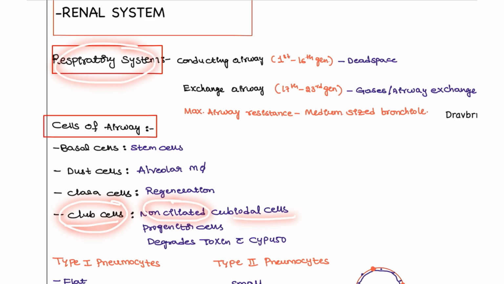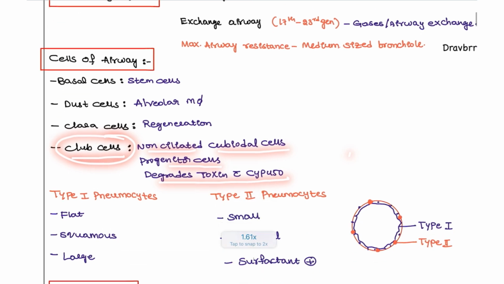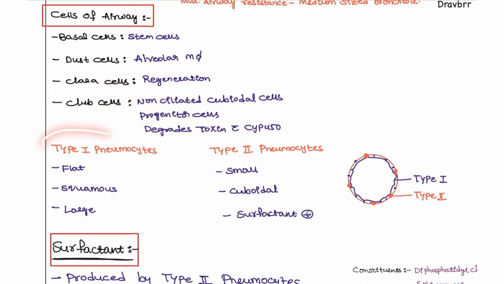Basically, the respiratory system is ciliated columnar epithelium, pseudo-stratified columnar epithelium. But club cells are specifically non-ciliated and cuboidal cells. What is the importance of the club cells? They are also progenitor cells and degrade the toxins using the cytochrome P450. Okay. Next, another cells, type 1 pneumocytes, type 2 pneumocytes.